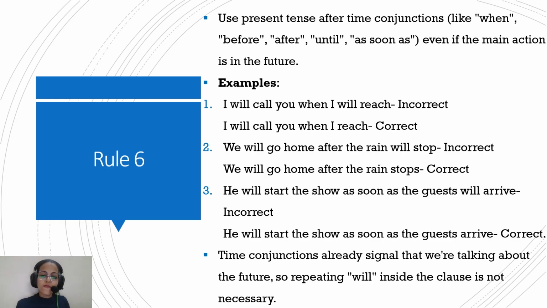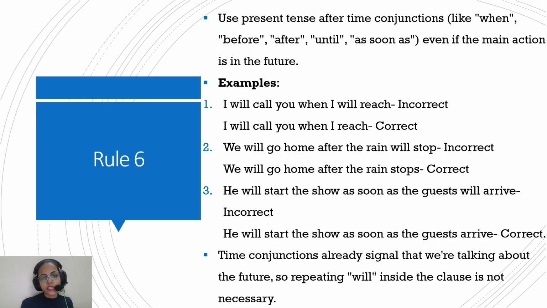Even if the reaching is to happen in future, we do not need to put a will after reach, because in the first part itself the will has been used and it gives an implication that the second statement is also about future. So we don't need to use will again. Is it making sense? Okay, let's look at another example. We will go home after the rain will stop. So the fact that we will go home and the second portion is going to happen after, so it is obviously implied that this is going to be a future thing.